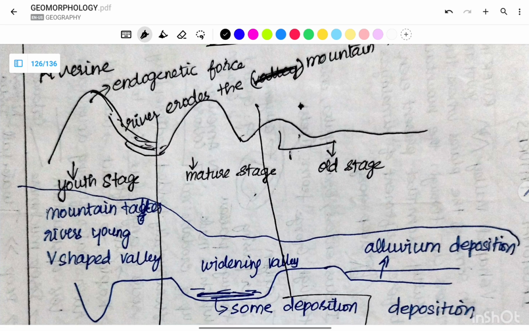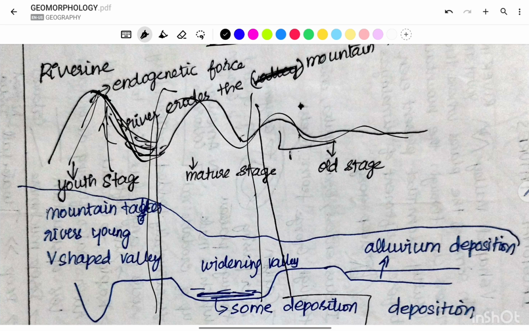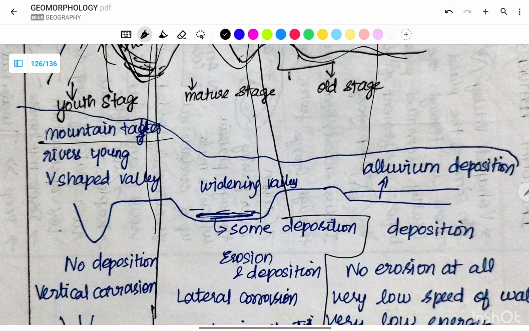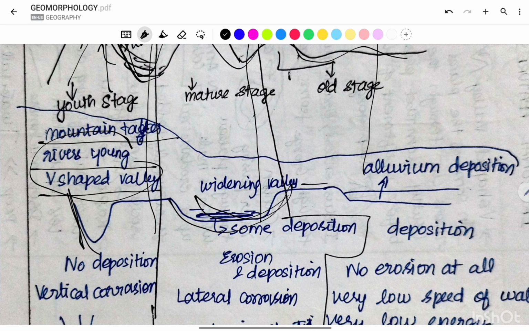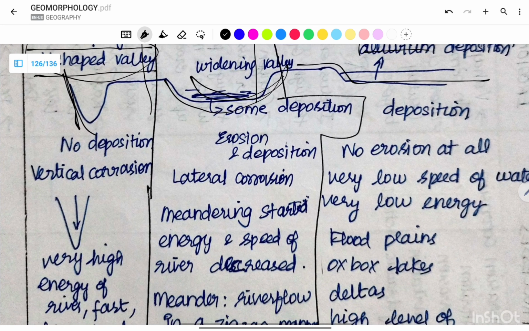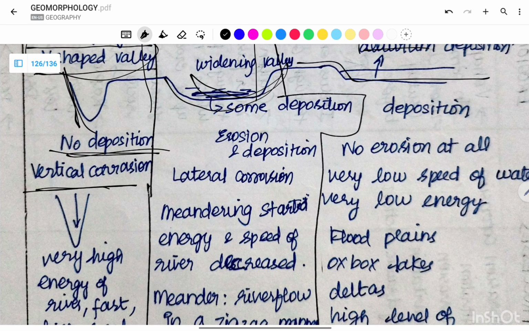We have riverine landforms with endogenetic forces such as upliftment. The river erodes the mountains through the youth stage, mature stage and old stage. In the stages, when the river is very young, there is V-shaped cutting, then U-shaped cutting, and alluvial deposition. In the youth stage there is no deposition, only vertical corrosion.